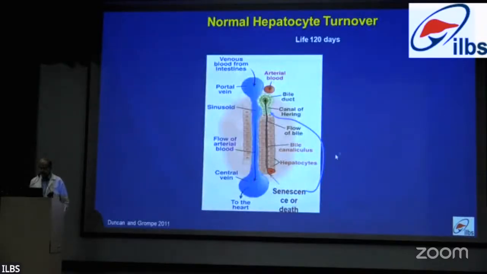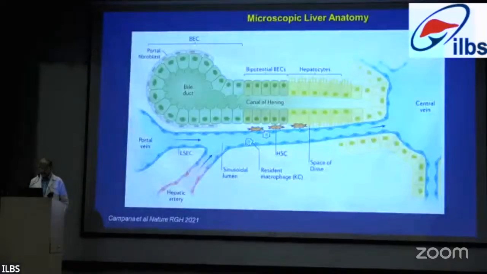This is an old diagram, but very simple to say that blood flows from the portal vein to the central vein and to the heart. Bile and the lymph flow in the reverse direction. And the life of a hepatocyte is generally 120 days, but it can multiply many, many times more.